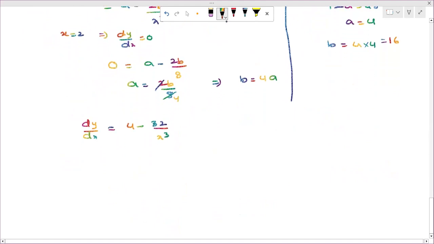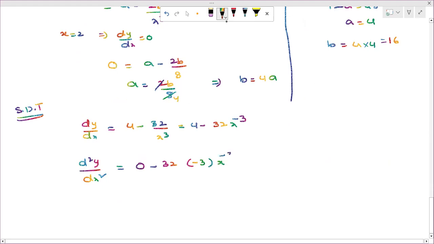Okay, now you do d square y by dx square. Second derivative test I am doing. Till now I have done the first derivative test. Now I am doing the second derivative test. Constant is 0, and 32 x to the power of minus 3. n into x to the power of n minus 1. So it will be 32 times 3, which is 96. Okay. x to the power of minus 4. So 96 by x to the power 4.